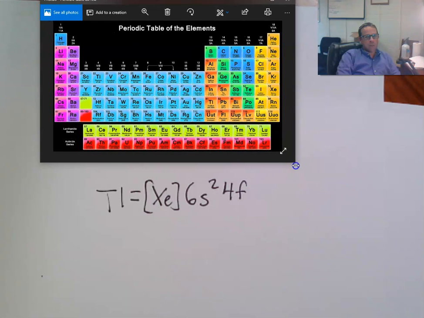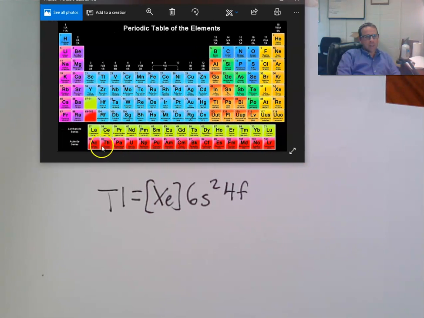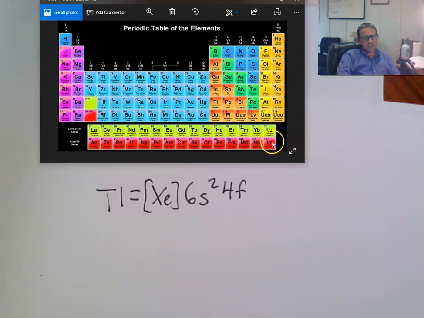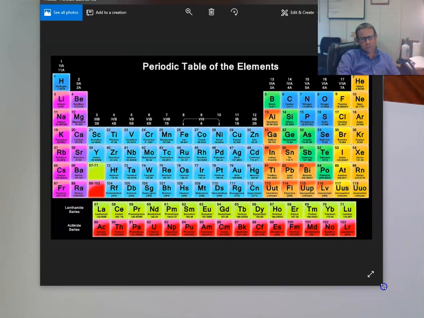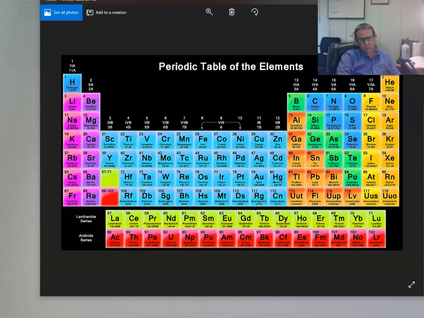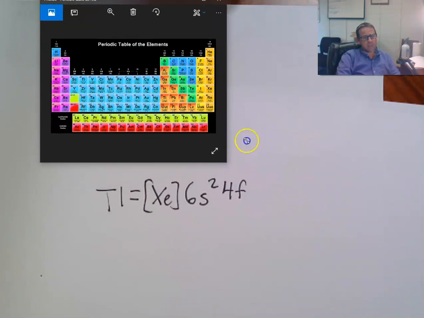Let me show you why it's only 14. This lanthanum, which is shown, and it's really just because of our particular periodic table. The lanthanum and the actinium here have been brought down. They're really in this spot right here, and the F block is cerium to, what is this one called? Lutetium. That's what it is.